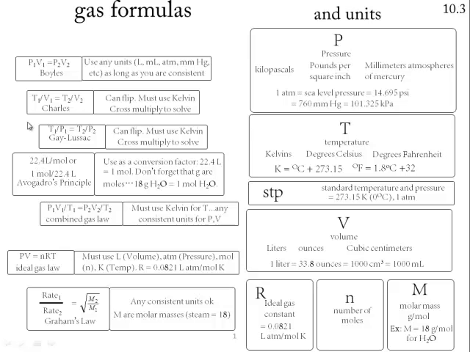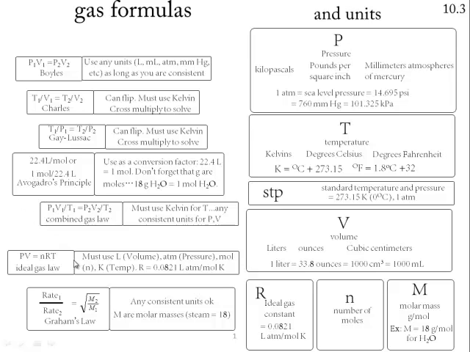22.4 liters of any gas or mixture thereof is a mole, that many particles, 6 times 10 to the 23rd, at 0 degrees Celsius and 1 atmosphere. If you can combine these laws, you come up with P1V1 over T1 equals P2V2 over T2. And that's known as the combined gas law, when a few things can be changing at once.